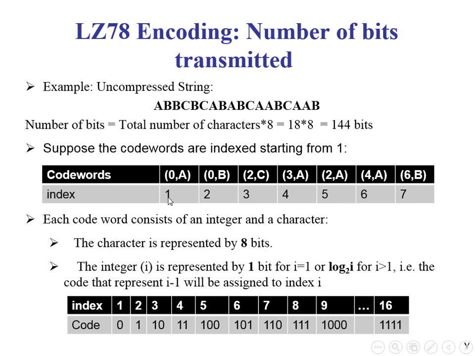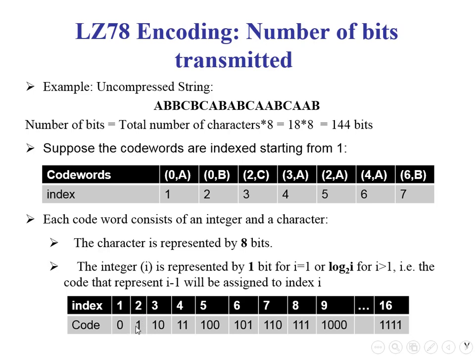If the index is 1, it will be encoded by 1 bit. If the index is greater than 1, it will be encoded by a number of bits equal to log base 2 of I. Therefore, for index 1, the code will be 0. It is 1 bit. For index 2, log base 2 of 2 is 1, so it will be encoded by 1 bit.